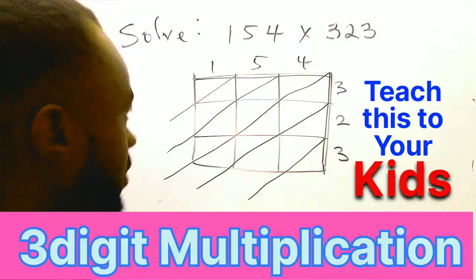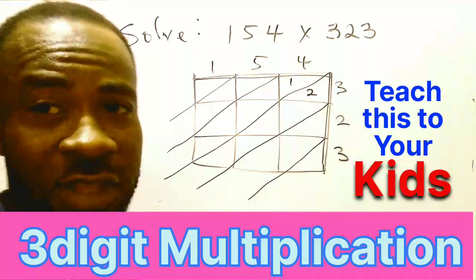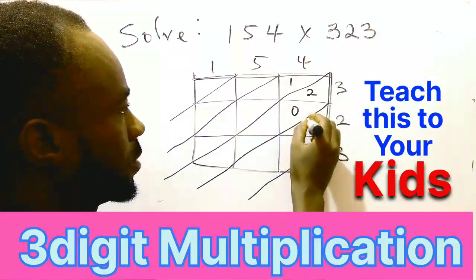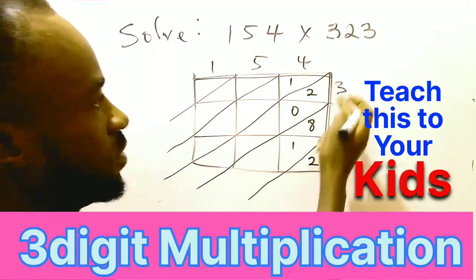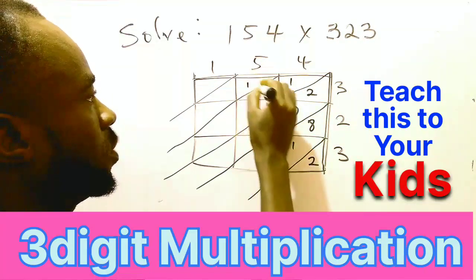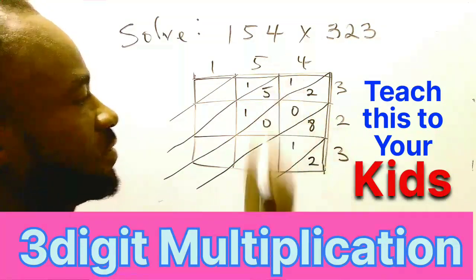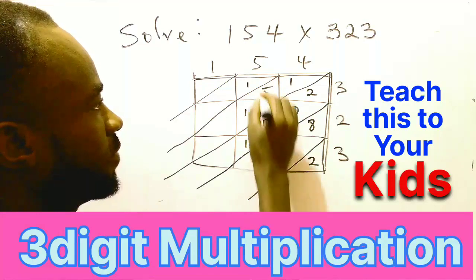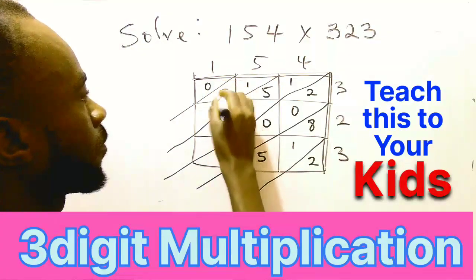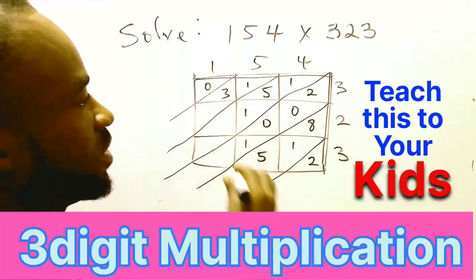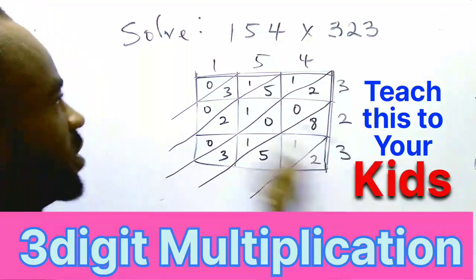Let's multiply. 3 times 4, that's 12, which is 1, 2. 2 times 4, that is 8. We write it as 0, 8. Let's go 3 times 4, that's 12, 1, 2. Let's go 3 times 5, that is 15, 1, 5. 2 times 5, that's 10, 1, 0. 3 times 5, that's 15, 1, 5. Let's go 3 times 1, 3, write it as 0, 3. 2 times 1, that's 2, write it as 0, 2. 3 times 1, that's 0, 3.